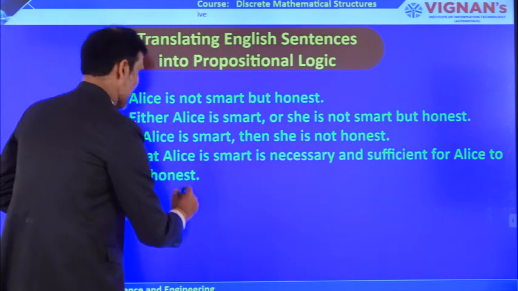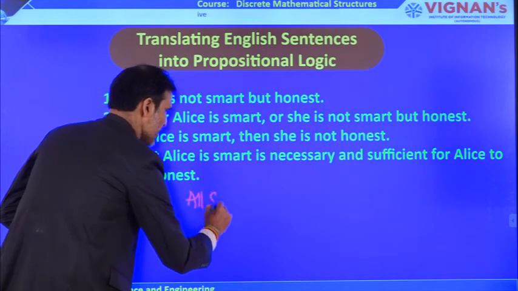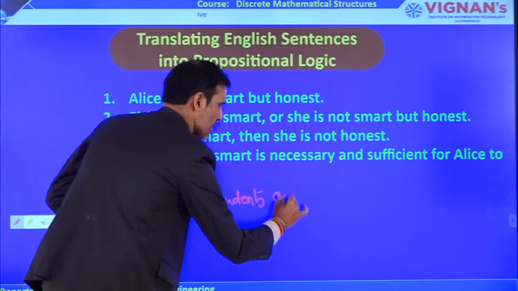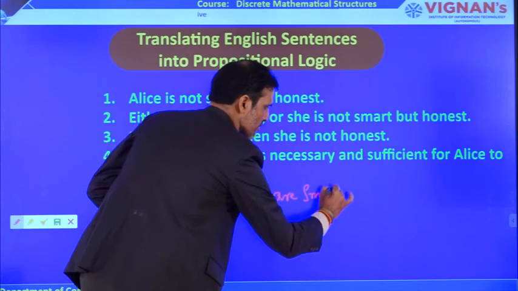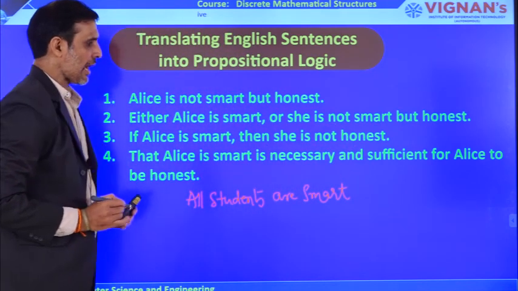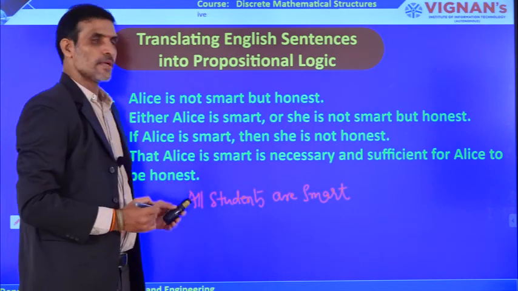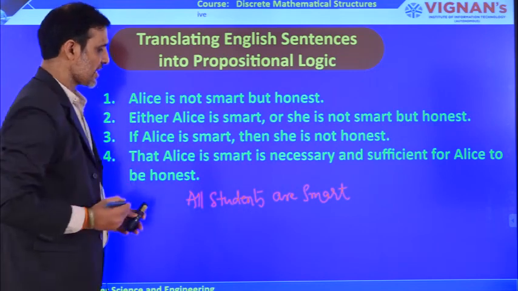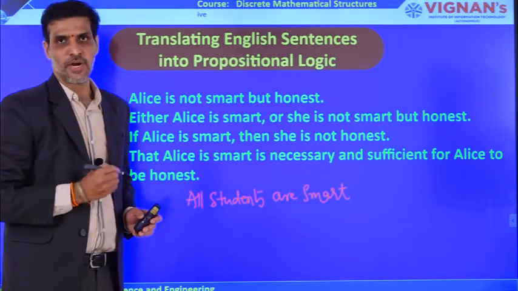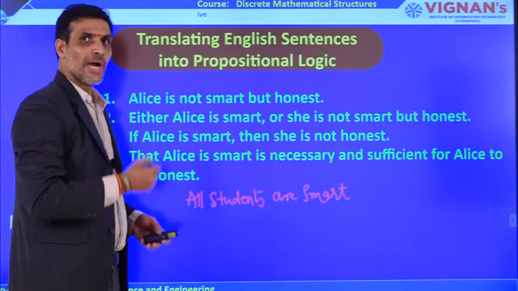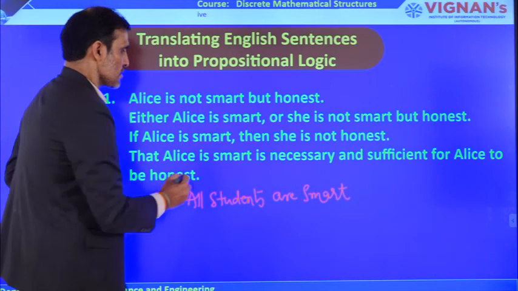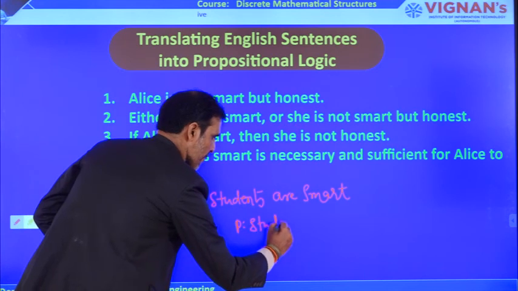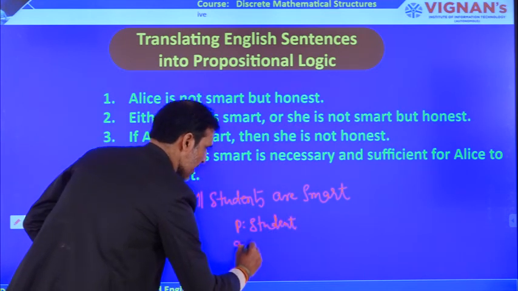Let us consider a statement like this: all students are smart. Now, I would like to convert this particular statement into the form of propositional logic. So, to convert this, you try to understand the statement. All students are smart. So, let us convert it into another form. How do we convert this? Suppose P is a student and Q is smart.